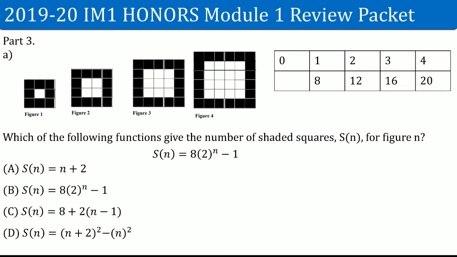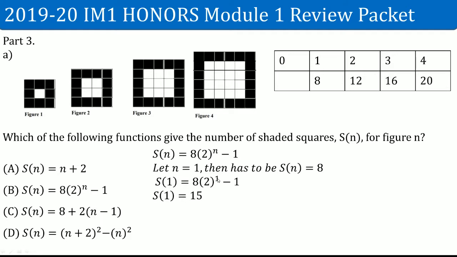Now let's check the second one. Remember, if we plug in n equals 1, the output has to be 8 because that is what the chart says. So I'll plug in the value of 1. So the n here becomes 1. 8 times 2 to the power 1 is 16, minus 1 is 15. Does that work? No, B does not work.